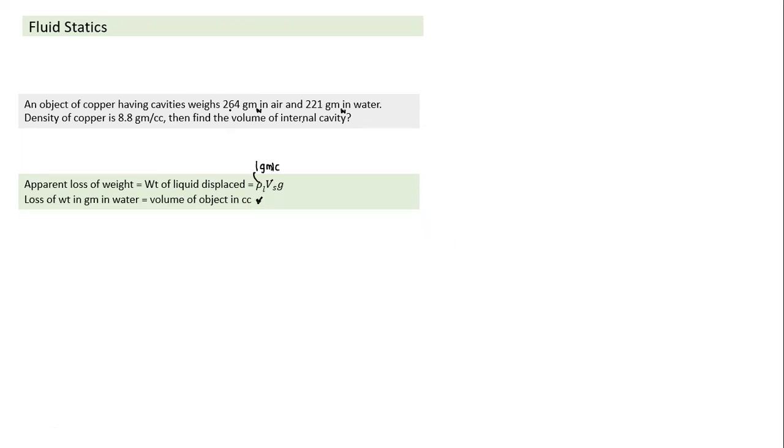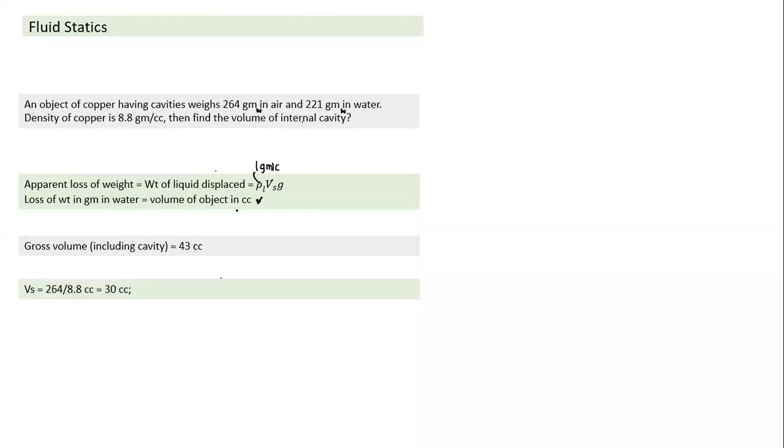So here, the moment I find the reduction in weight, indirectly I find the volume of the object. The gross volume, which is the total volume submerged, is equal to 43. So the apparent loss in weight is equal to its gross volume. Once we have the gross volume, since I have its total weight, which is composed of only the copper, and we know the density of copper, we can calculate the actual volume of copper present in this object.